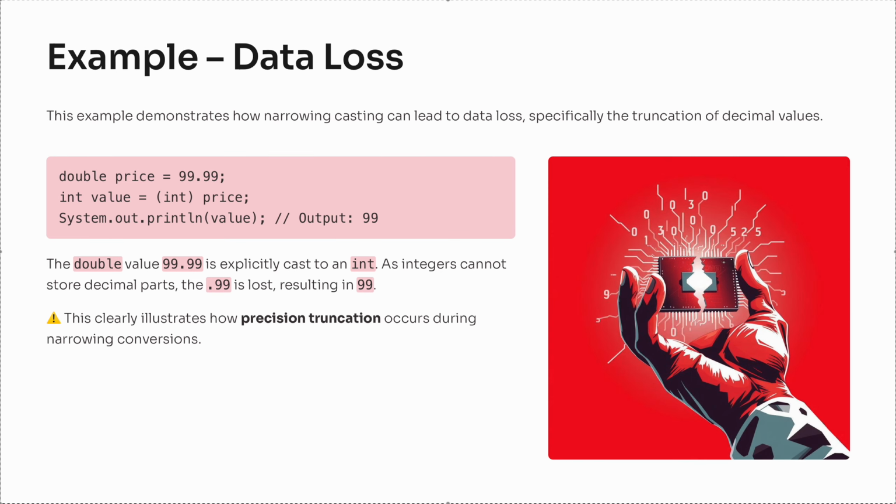Next we see an example of data loss. Let us have a double variable price with the value 99.99. We want to convert it to int. We need to use explicit typecasting using the int cast operator. This is what you call the cast operator, and you place the type which you want. So with int, we are converting the price of double to an int. That's what it means. So what happens is 99.99 is truncated to 99 only.